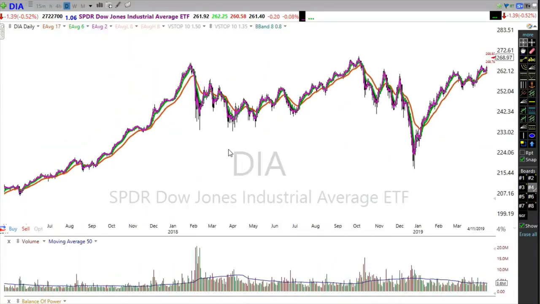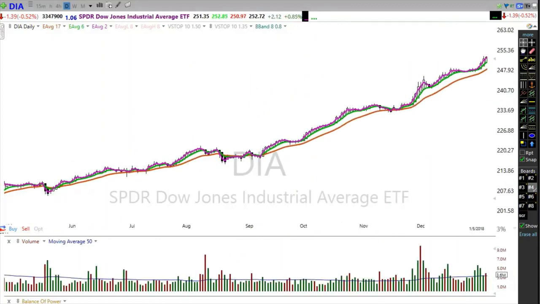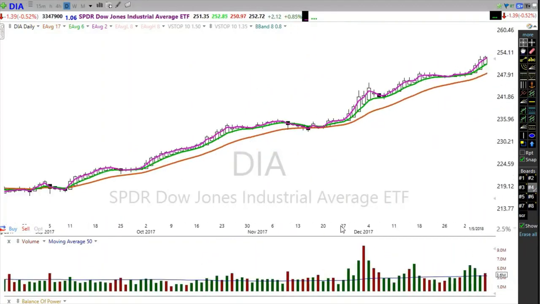Now take a look at this over here in 2017 when we had this extremely smooth market. Anybody have trouble trading that? When we get in that extremely smooth market, when the market really trends, look at the money that can be made here. Just following the trend.